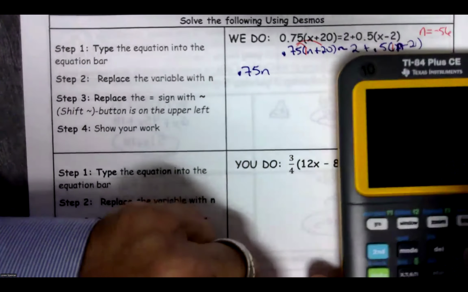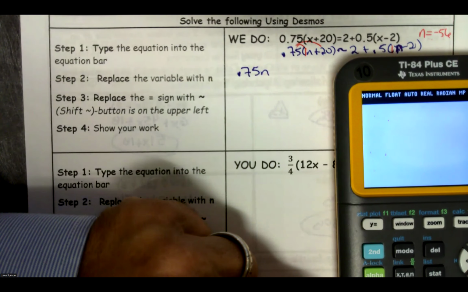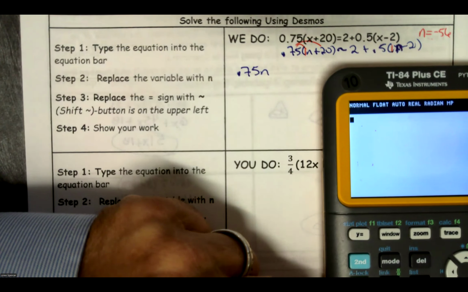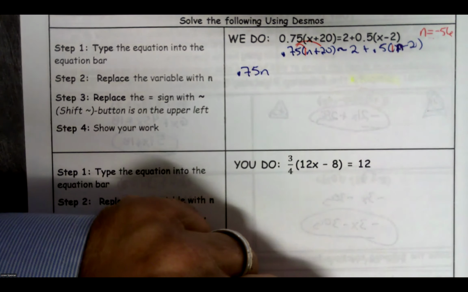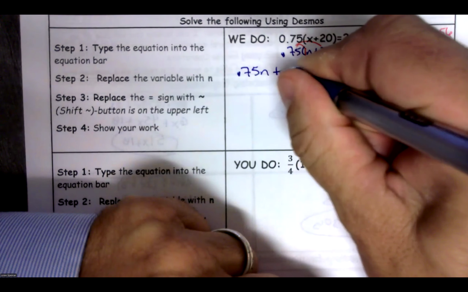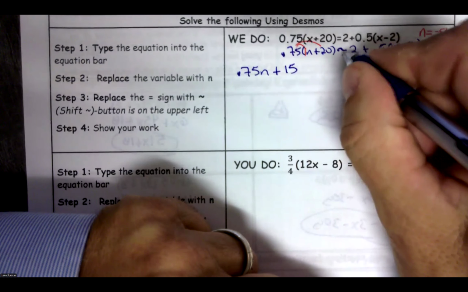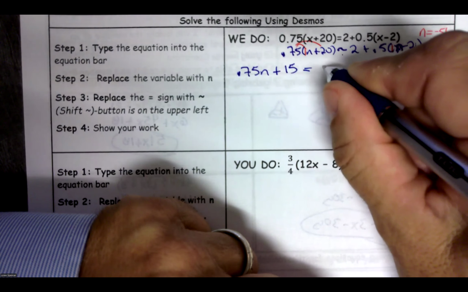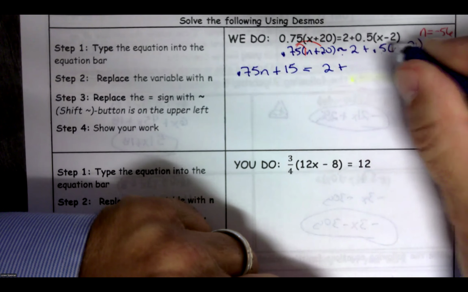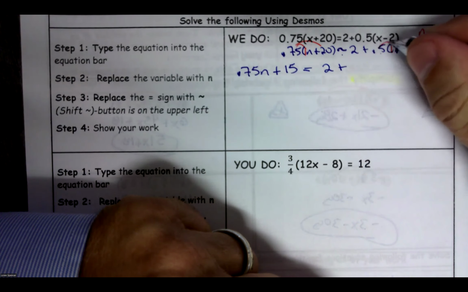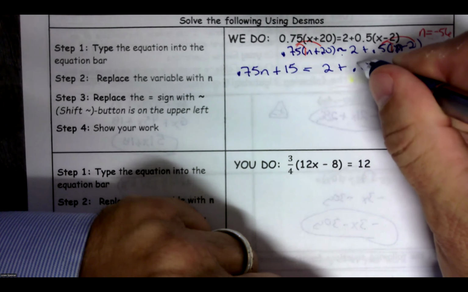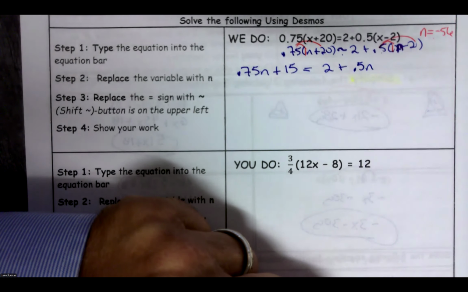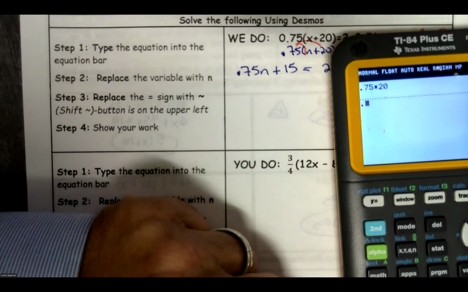0.75 times 20, you can use the calculator on Desmos. I'm not going to switch back, I'm just going to use the calculator so you can see it. So 0.75 times 20 is 15, plus 15 equals 2 plus, got to distribute again. And that's 0.5 times n is 0.5n, and then 0.5 times negative 2 is negative 1.